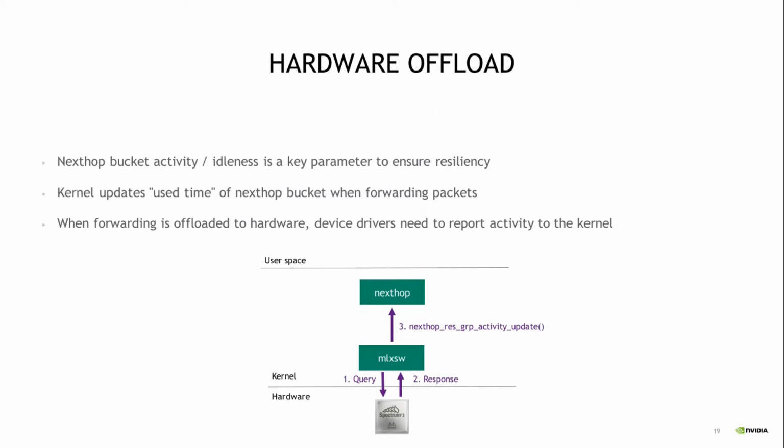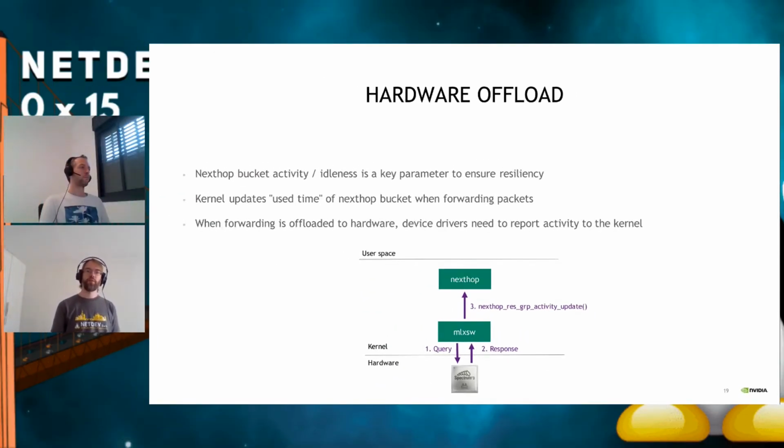Let's talk about hardware offload. It says here, NEXTHOP bucket activity idleness is a key parameter to ensure resiliency. So what he's trying to say is that the algorithm hinges on the fact that it understands which bits of the hash space are used and which aren't. And this is easy to do in the software data path, because as the algorithm makes the forwarding decision, it can also make note of which buckets are used. But with hardware data path, the traffic is not seen, so we need something else.